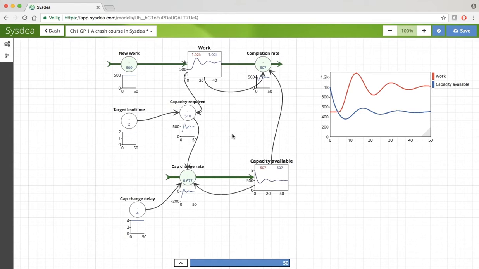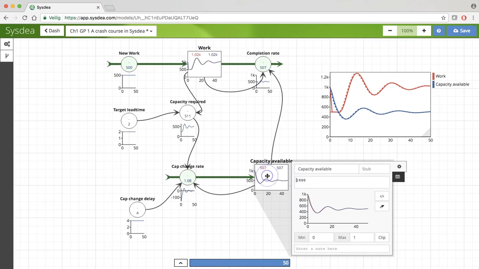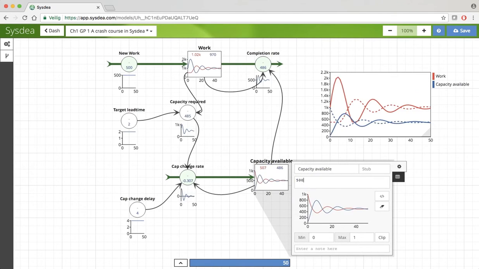In this particular case, a nice shortcut can be found if you look at initial values. Because you see in the long run, whatever scenario you use, we do end up with work at around 1,000 and capacity at around 500 for a target lead time of 2. What if we would start off with these numbers? So work at around 1,000 and capacity at around 500.